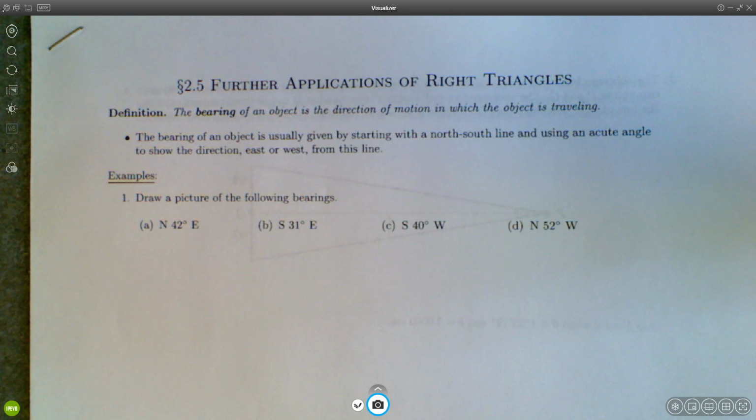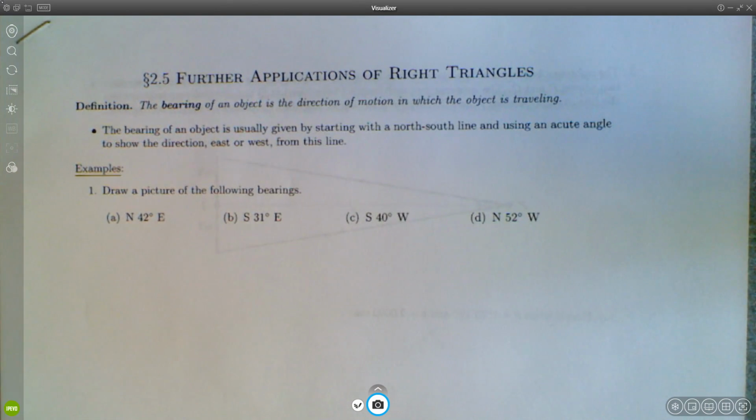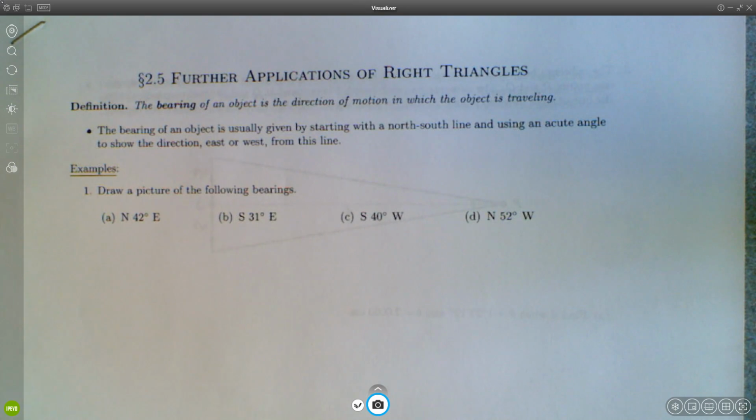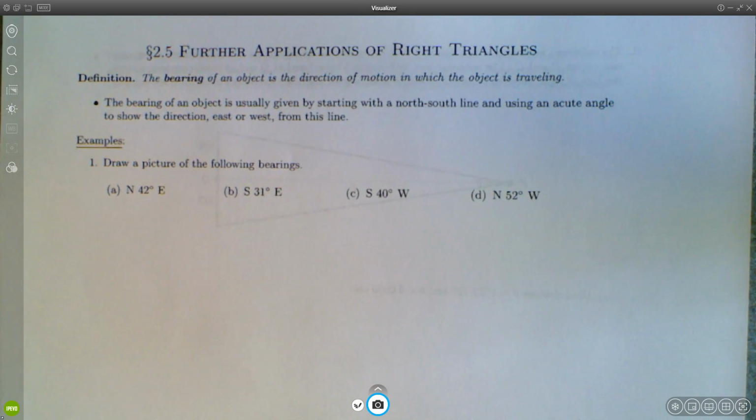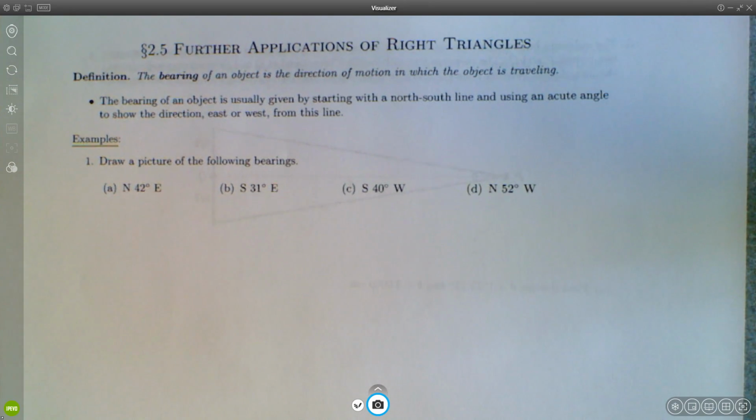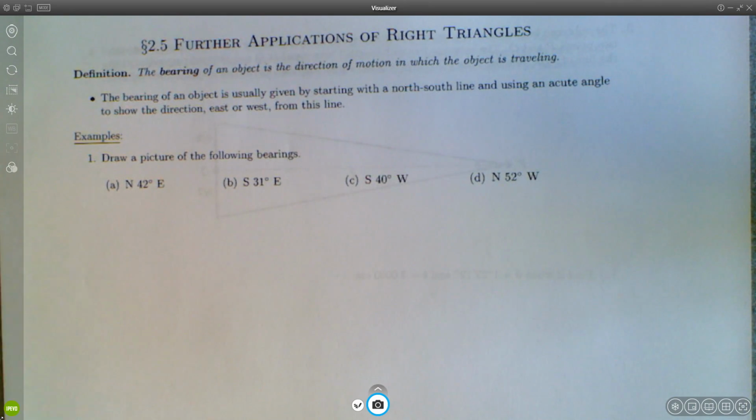All right. 2.5, further applications of right triangles. This is obviously the last section in chapter 2, but it's also the last section that we're going to cover before taking your first test. So let's get to it.